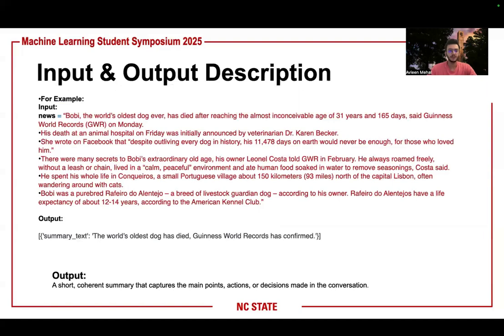This is an example of the input and output description. So the input is, let's say, a news article, and the output is a summary of the news, which provides a short, coherent summary that captures the main points, actions, or decisions made in the conversation.